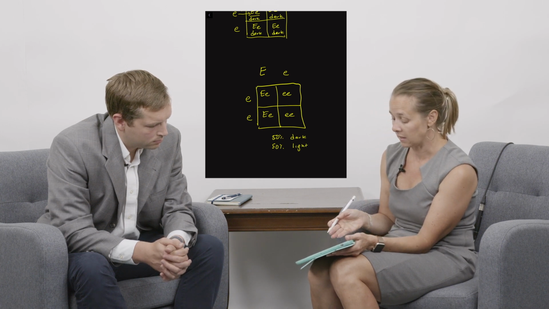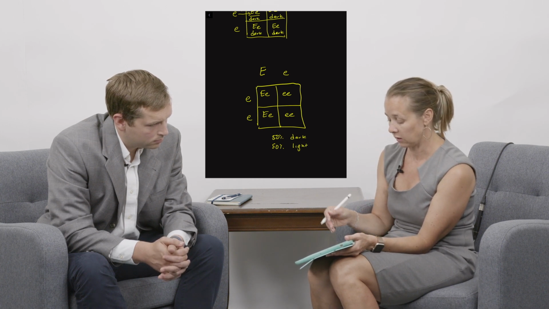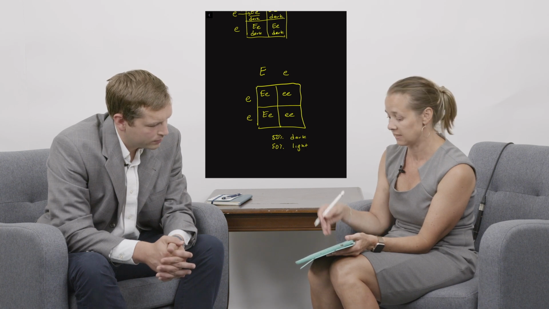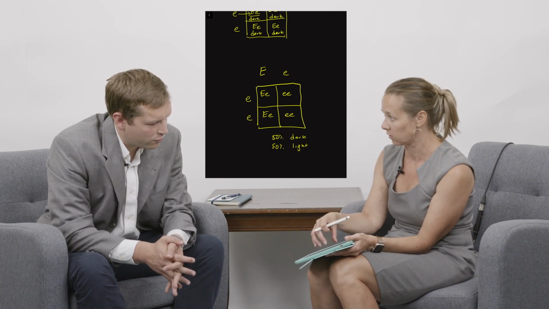Now that means that if you have 4 children, it's not like 2 of them are going to have dark eyes and 2 are light. It's every time that these particular genes come together, probability.